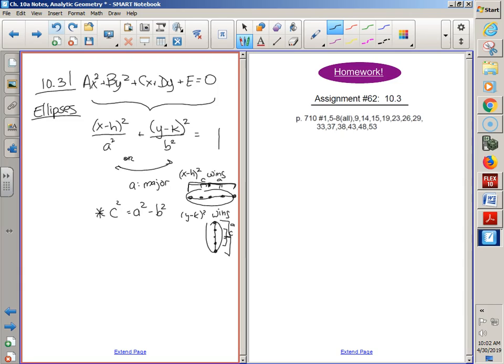How do we get from here to here? Very similar to how we got from here to here. We complete the square, but instead of having to only complete the square once, getting the y's and the x's on the other side, how many times do we have to complete the square here?